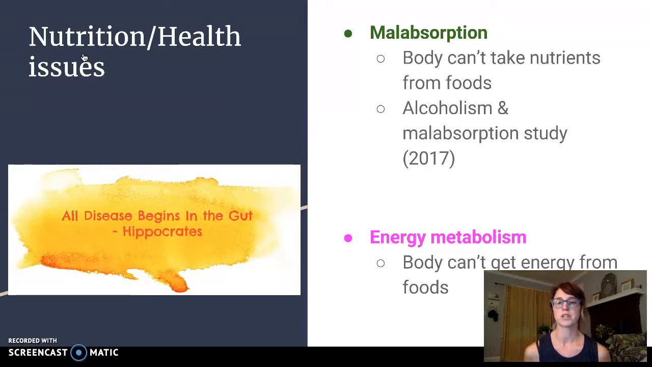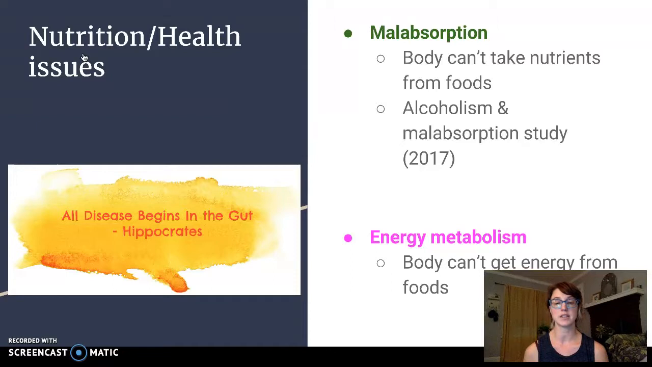So malabsorption is when the body isn't able to take in the nutrients from foods that we eat. So it's like a faulty system in the body. So even if you were eating healthy food, if you had a malabsorption issue, you wouldn't be able to absorb those nutrients and vitamins from the food.